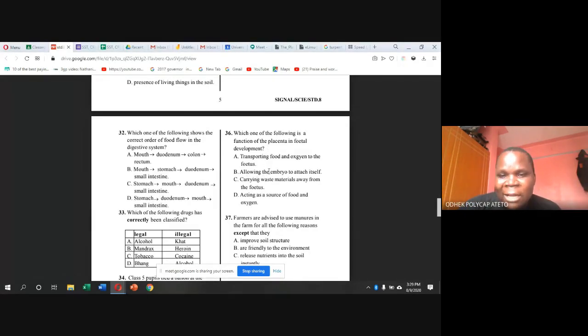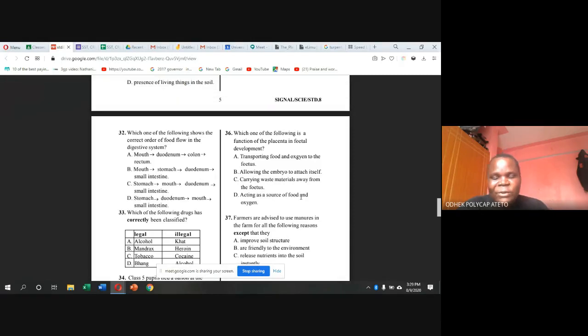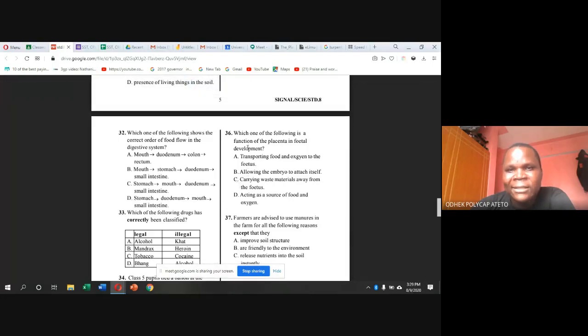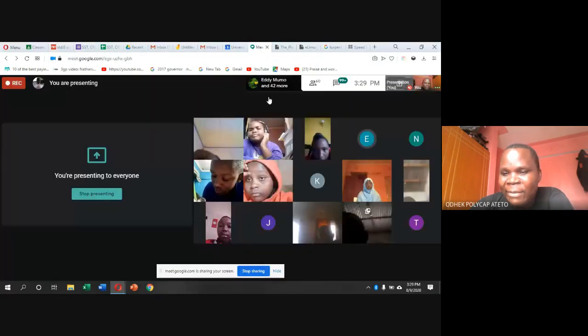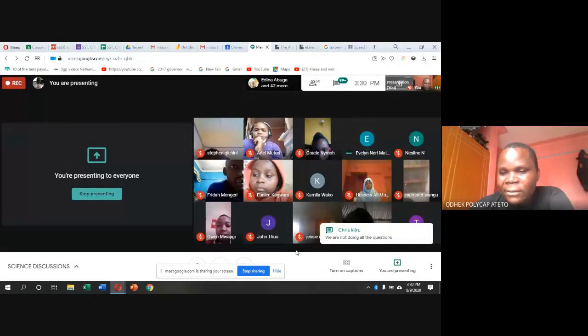Allow the embryo to attach itself, no. Carrying waste materials away from the fetus, yes. Acting as a source of food and oxygen, no, it does not provide food and oxygen. They provide food but not oxygen. So oxygen, no. So that's why the answer they were marking was the cat. I hope they were marking with the cat. Cat was supposed to be the correct answer. Were they marking with cat, Evelyn? They were. Yeah. So that's the correct answer.